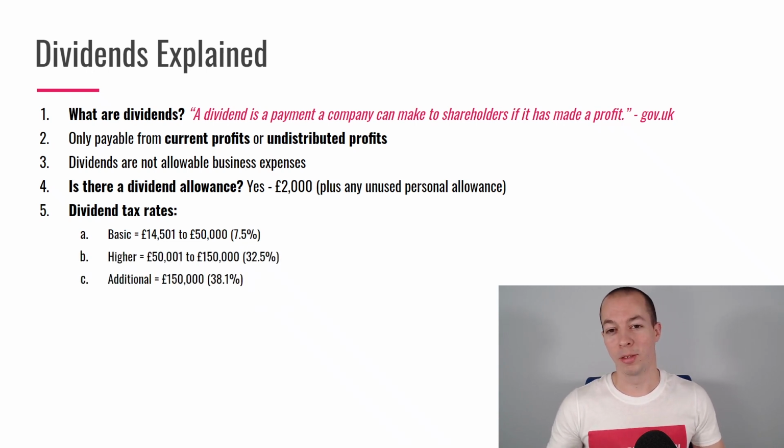Now, I know this is one of the contentious areas, and it's one of the reasons us directors do get some stick from employees because they question why we get a lower tax rate. But keep in mind, we're already paying 19% corporation tax on this money before we pull it down as a dividend. So this is why these rates are a bit lower.